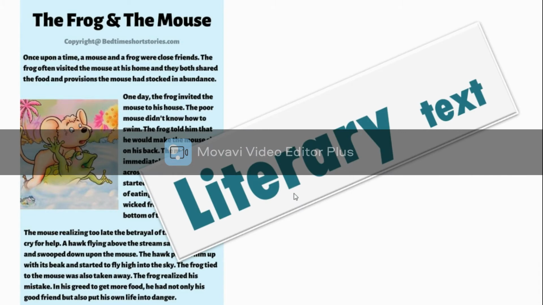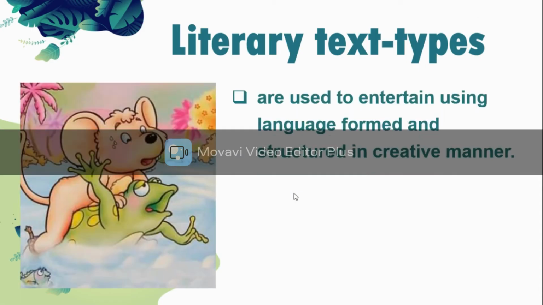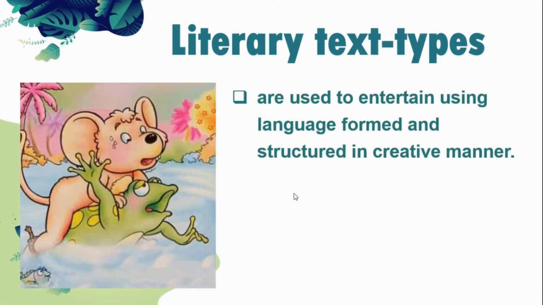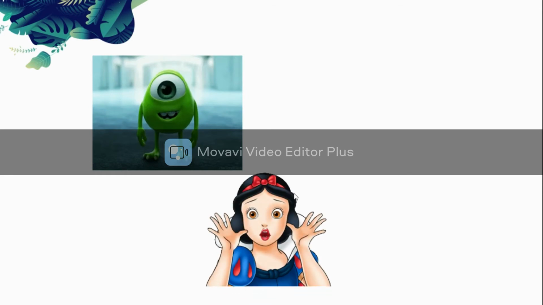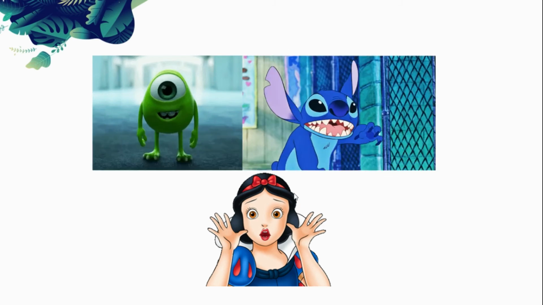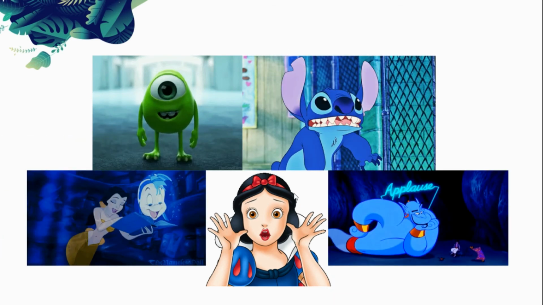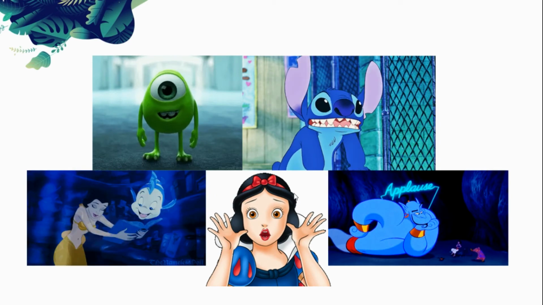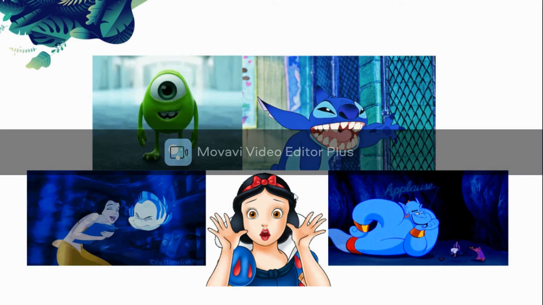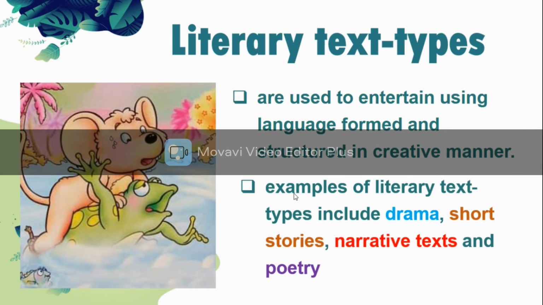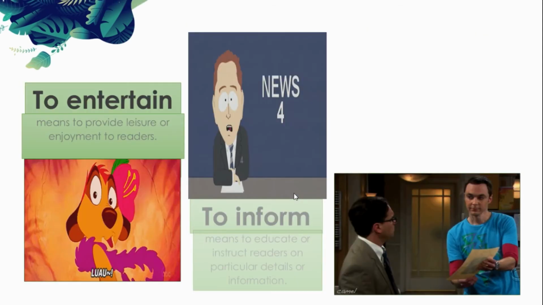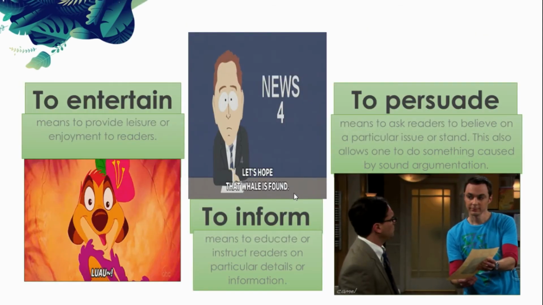But what is a literary text? Any text that is used to entertain using language form and structured in a creative manner is an example of literary text. So usually the characters in this type of text are unbelievable characters like aliens, Disney characters, mermaids, and genies, because these are fictional texts. So those are a few examples of characters in a literary text or short story. Literary examples are drama, short stories, narrative text, and poetry. The purposes of a text are to entertain, to inform, and to persuade.